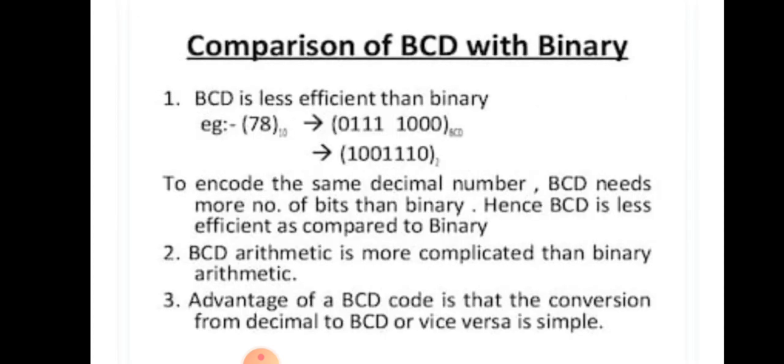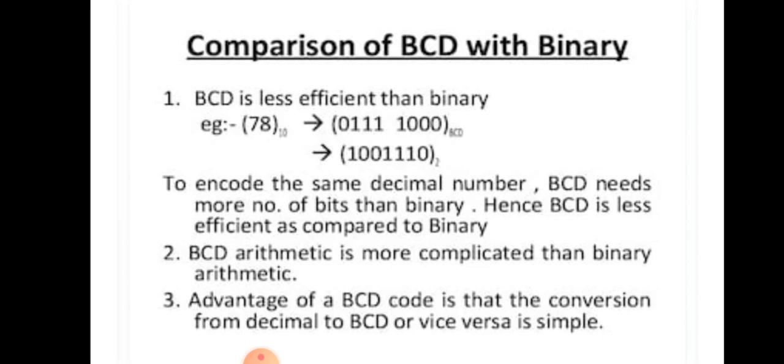So now, as we know the BCD number and the binary number, in this slide we will see the comparison of BCD with binary. Both systems use 0 and 1, but what is the actual difference between these two numbering systems? BCD is less efficient than binary. Why? We will see some examples, from which you can recognize why BCD is less efficient.